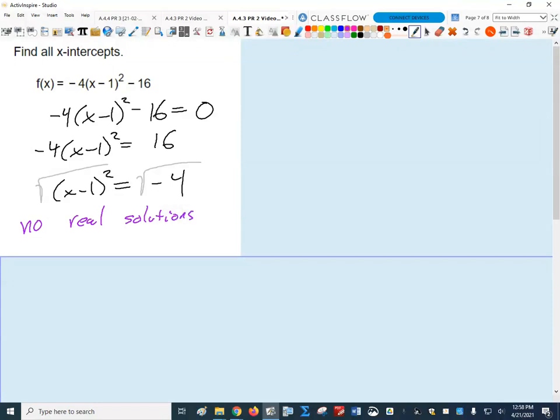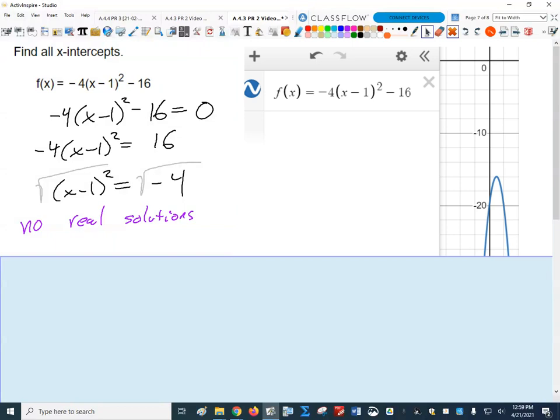So what do you think? Are we going to get x-intercepts? No, we're not. Look at the graph. There's no x-intercepts. Okay? Make sense? Okay? All right.